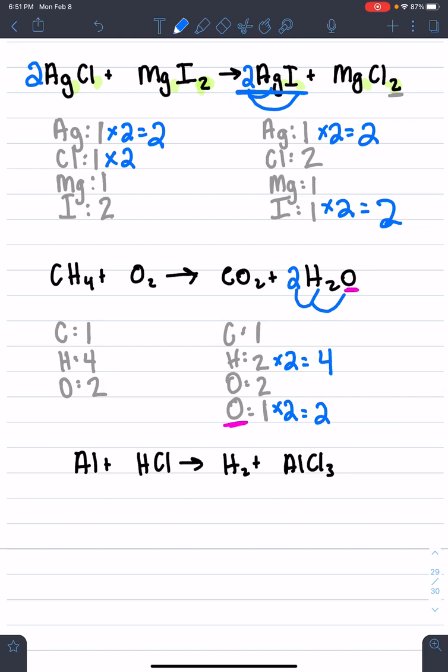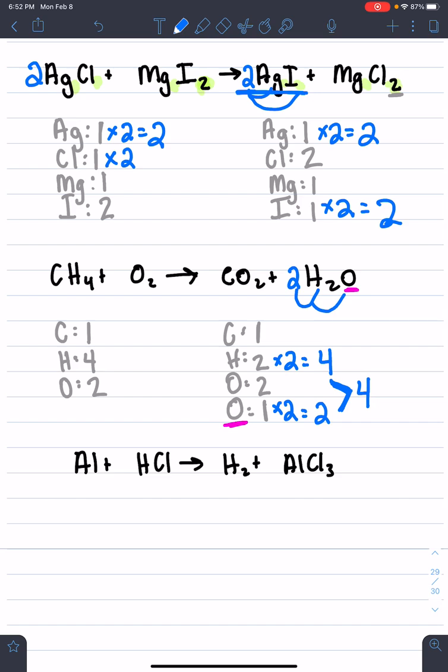Alright, so we did that. Now let's look at our O's. When we look at our O's, we have 2 over here, and over here we have 2, and then another 2. If we have 2 and 2, I like to put them off to the side. Both of them add up to be 4 total.